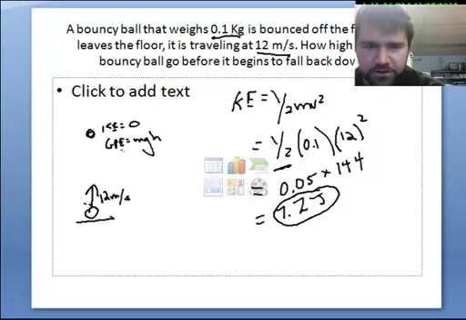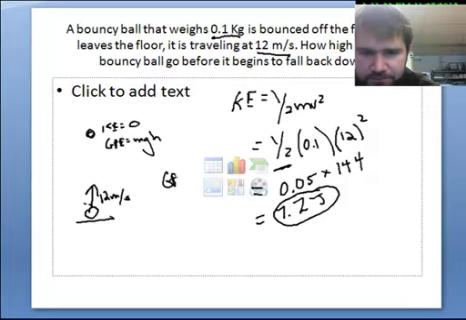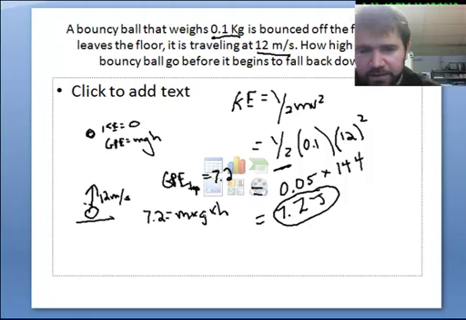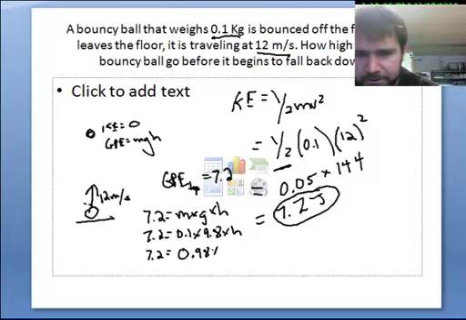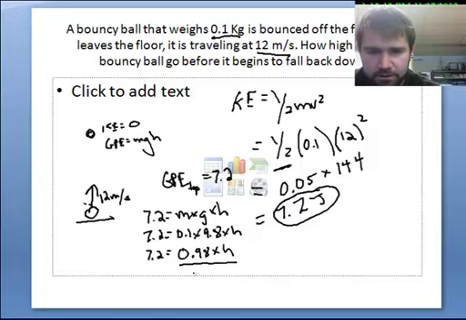We know that the gravitational potential energy at the very top will equal the kinetic energy at the very bottom, so we know that the gravitational potential energy at the top will equal 7.2 joules as well. Therefore, 7.2 joules will equal the mass times the gravity times the height of the bouncy ball at the top. 7.2 will equal the mass of 0.1 kilograms times 9.8 meters per second squared times the height. 7.2 joules will equal 0.1 times 9.8, which equals 0.98, times the height.